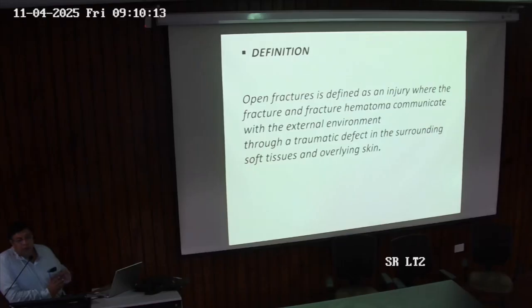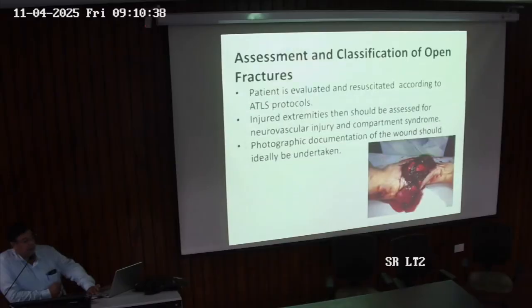So, how does the fracture heal? The fracture heals from the hematoma that is formed at the fracture site. The stages are hematoma, then soft callus, then hard callus, then consolidation. So if we lose the hematoma, the fracture healing is impaired and delayed union is likely.